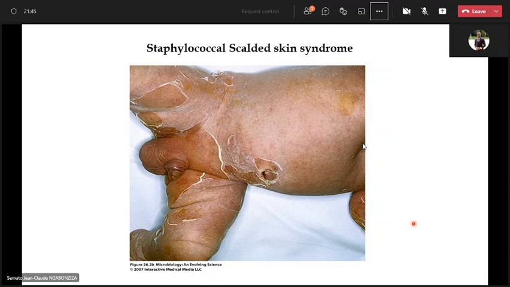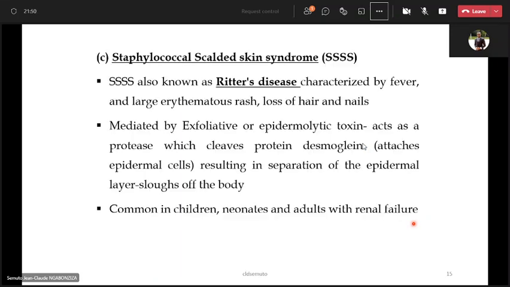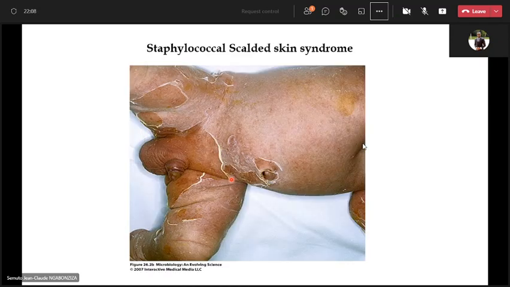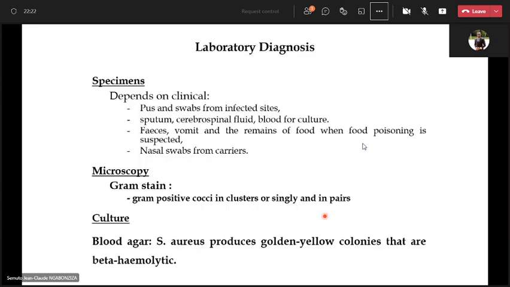and it is due to the exfoliative toxin or epidermolytic toxin that destroys the protein that allows attachment of epidermal cells. So by destroying this protein, the skin is just peeled, as you can see on the image of this newborn.